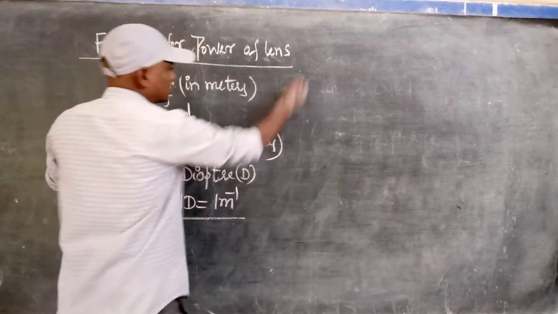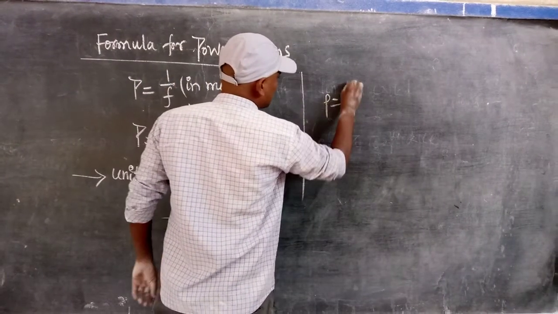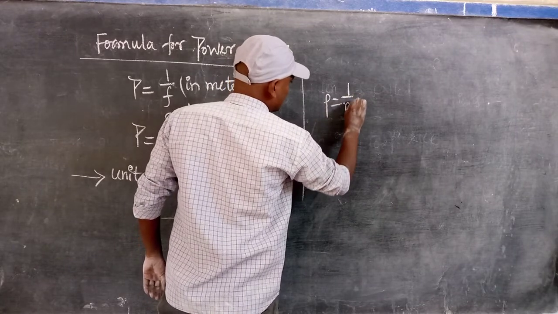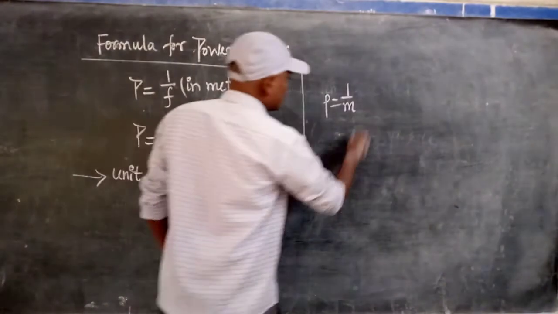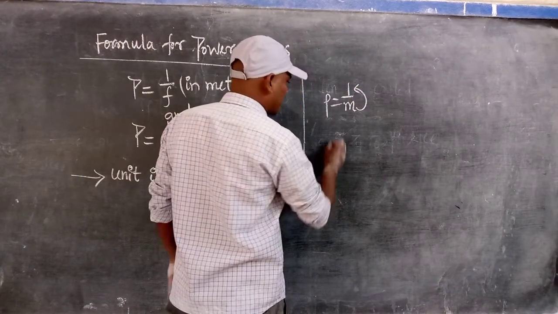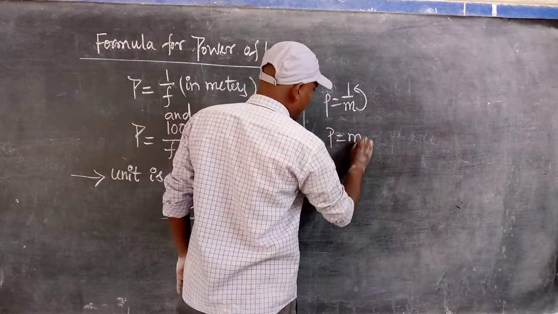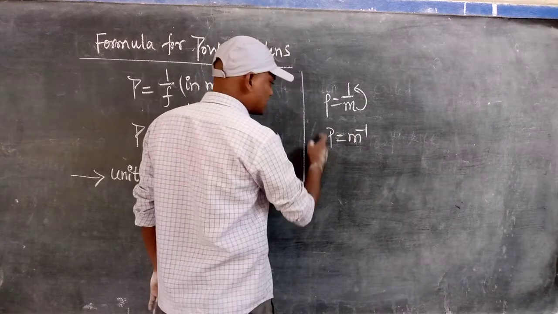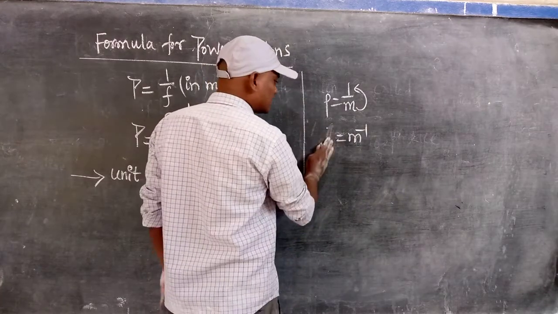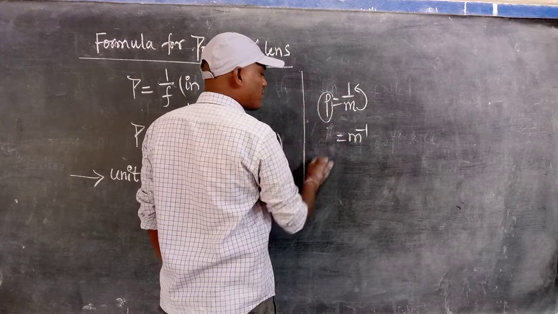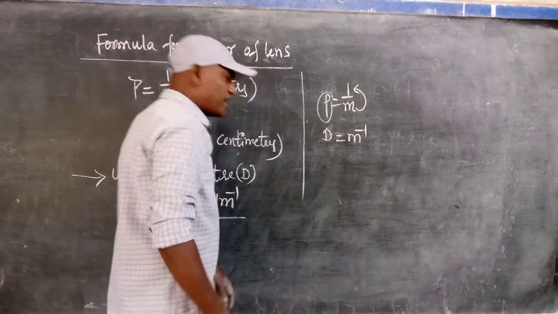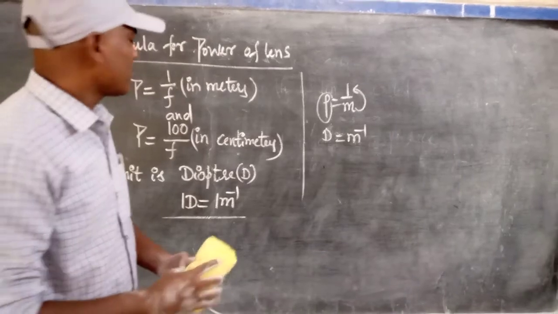Because we know that P is equal to 1 by F, the focal length. Length is measured in meters in the SI system. This meter is brought to the numerator side. P is equal to m power minus 1. P means power of lens. Meter is the SI unit. That's why the unit of the power of lens is diopter. That's why D equals meter power minus 1.